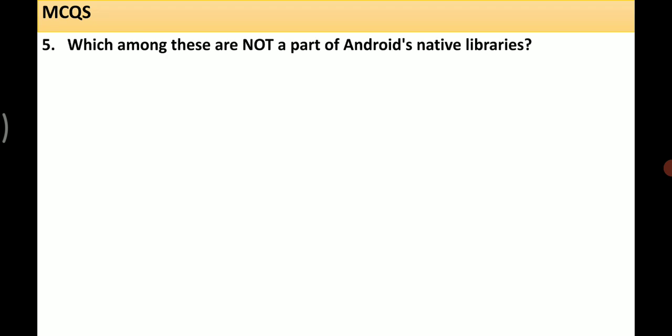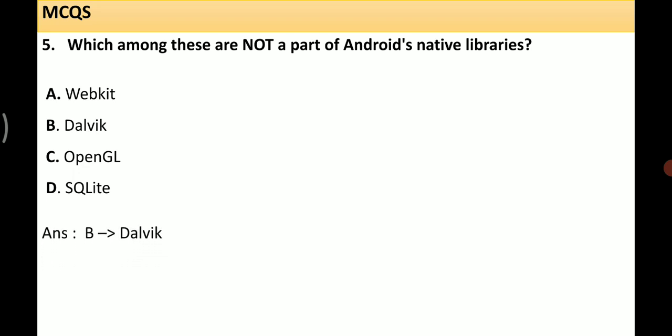The next question is: which among these is not a part of Android's native libraries? Option A, WebKit. Option B, Dalvik. Option C, OpenGL. Option D, SQLite. Which is not a part of Android's native libraries? The correct answer is B, Dalvik.